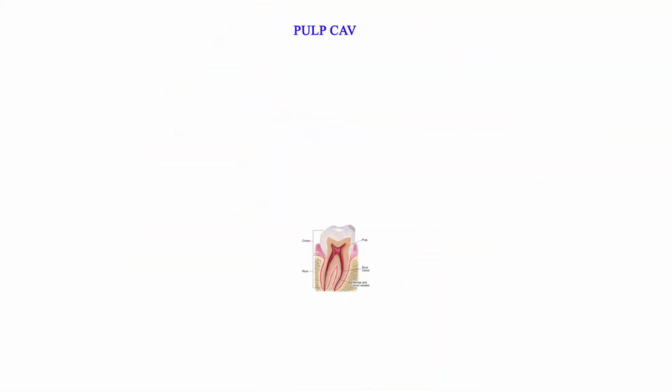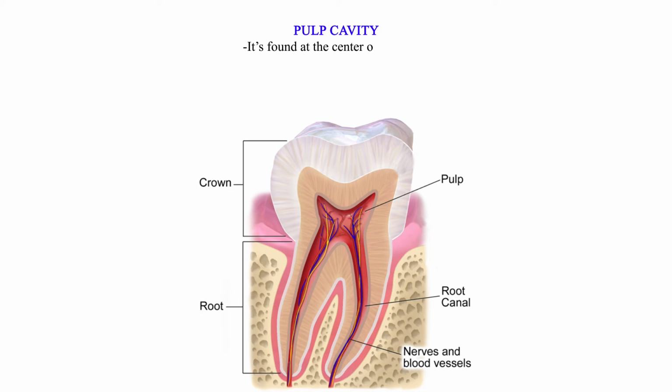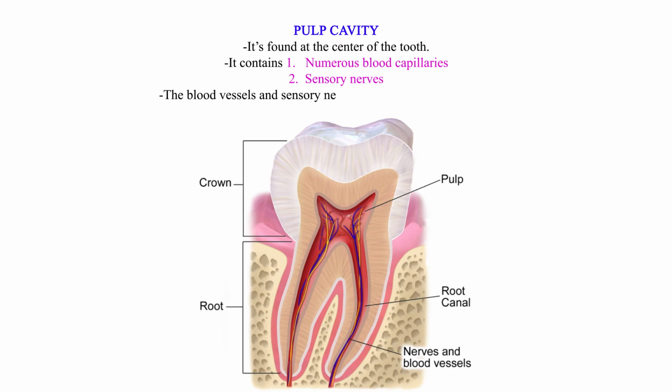Pulp cavity. It's found at the center of the tooth. It contains: 1. Numerous blood capillaries. 2. Sensory nerves. The blood vessels and sensory nerves enter the pulp cavity through a small opening at the bottom part of the root.